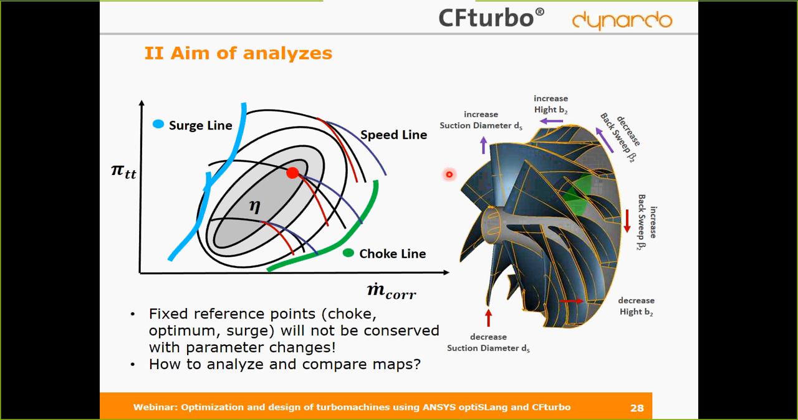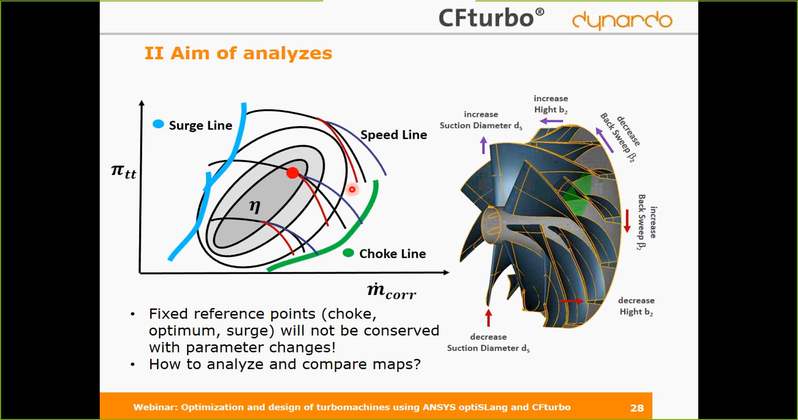So let me give an example for that. If we say we want to increase the suction diameter or increase height and decrease beta 2, then there's a tendency of having higher choke mass flows. So the speed line maybe looks like that. The other way around, if we increase beta 2, decrease the height b2, or decrease the suction diameter, then there's a tendency of having a lower choke mass flow, like you can see here in red, the red speed line.